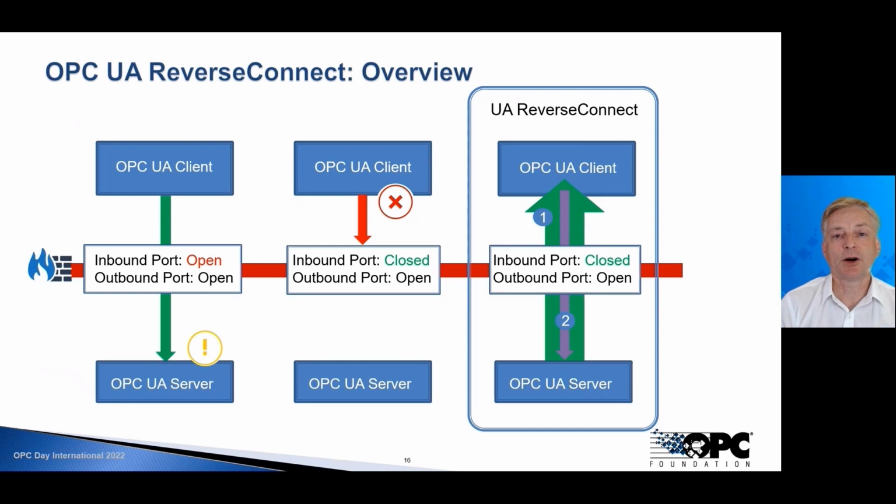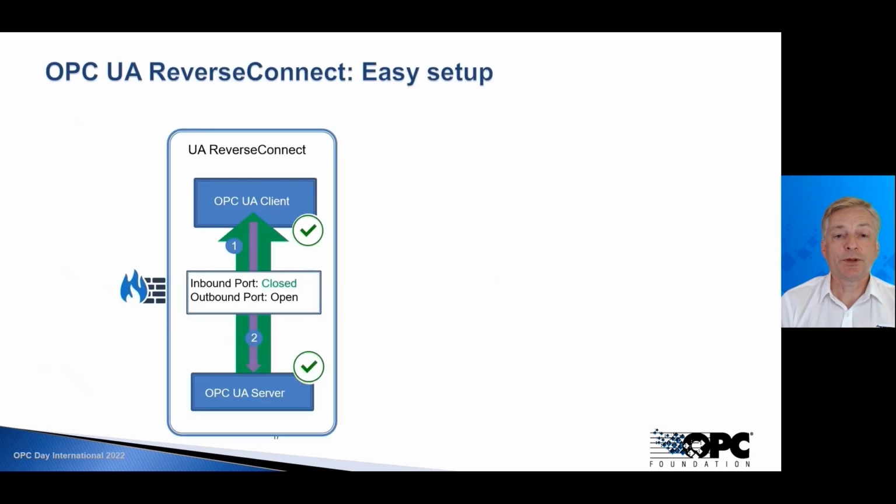This way, you've got the call initiated from the shop floor. You can keep the inbound firewall port closed, and you've got the bidirectional communications from the client down to the server. So it's a fairly simple principle, and it's just this easy to use. And you get data from both sides. So what do you need?